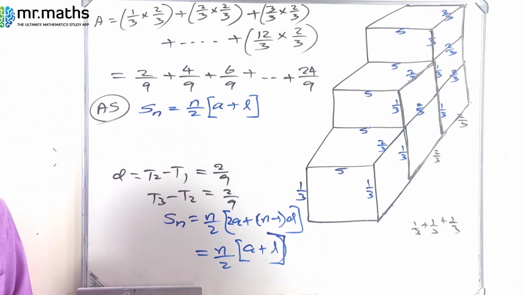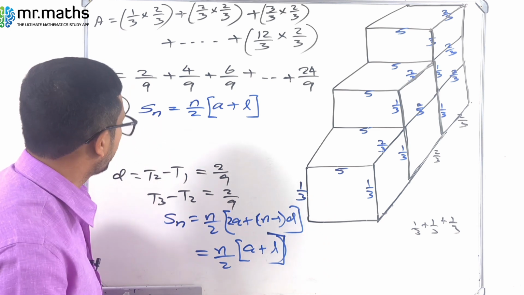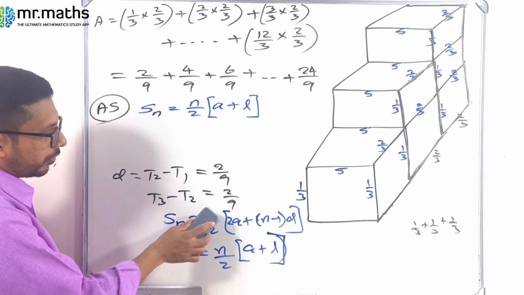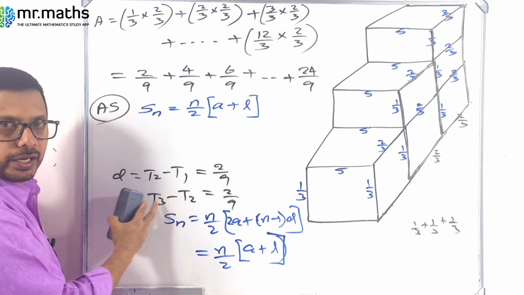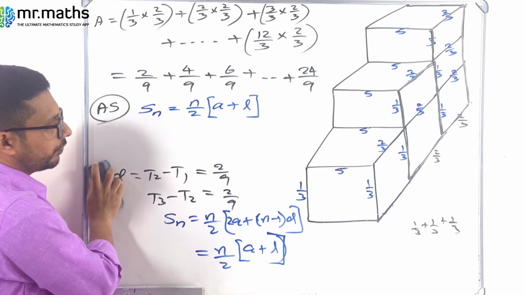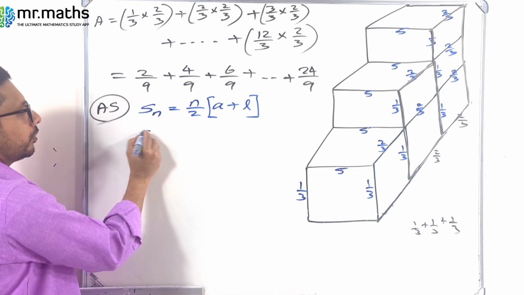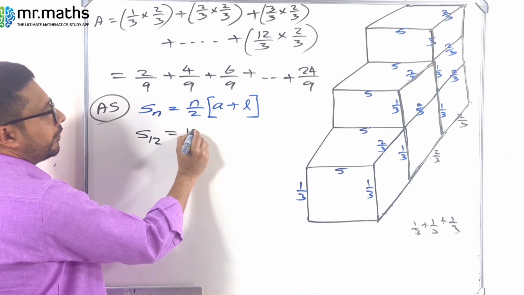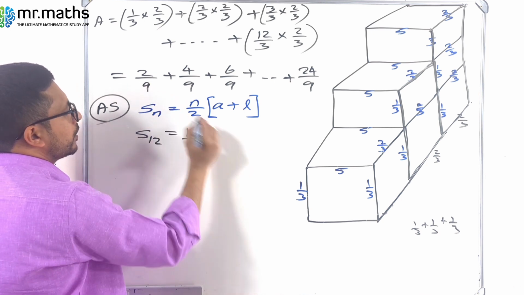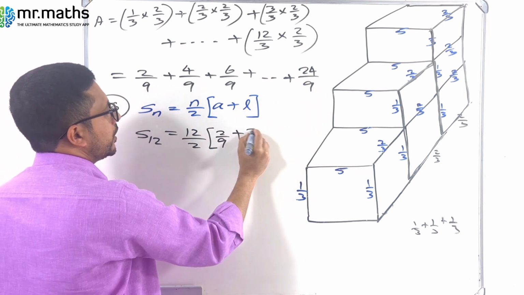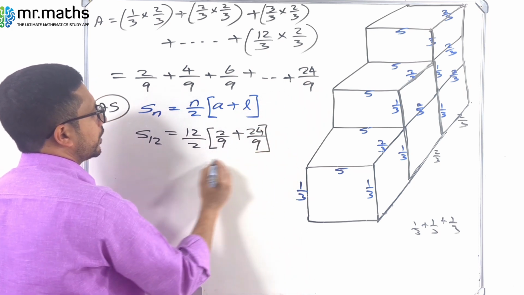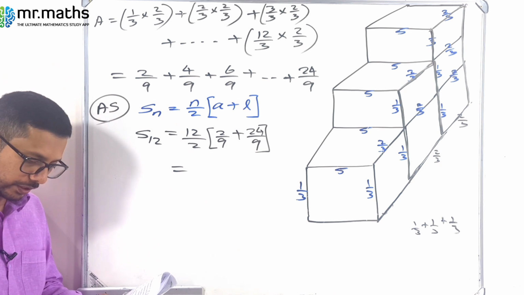So here how many steps are there? There are 12 steps. Am I right? So you are supposed to write n as 12. Don't forget that here the common difference is 2 over 9, but we don't need the common difference if we are applying this formula. So S12, there are 12 steps, is 12 divided by 2 into first term 2 over 9 plus last term 24 over 9, 26 over 9.